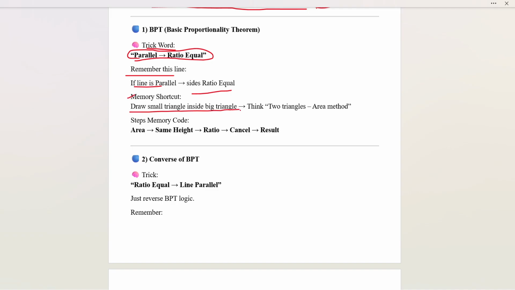Draw a small triangle inside a big triangle and think of the two triangles using the area method. Okay, so the steps memory code is: area, same height, ratio, cancel and result. It is hard to understand from your side because it's complicated, but some students understand that concept, which is a trick word. Okay, so for the converse of BPT, the trick is: ratios are equal, so line parallel. It is just the reverse of the BPT logic. So remember, and move to the next slide.